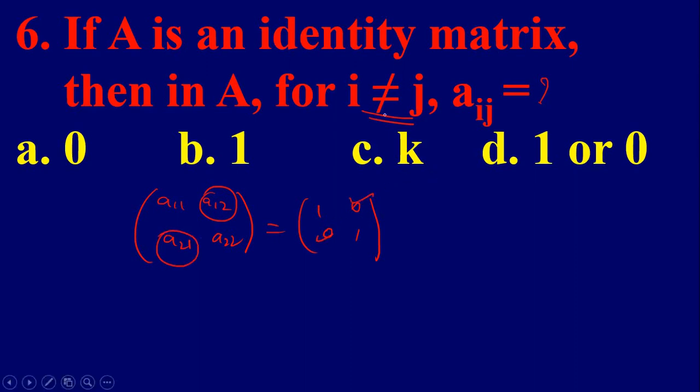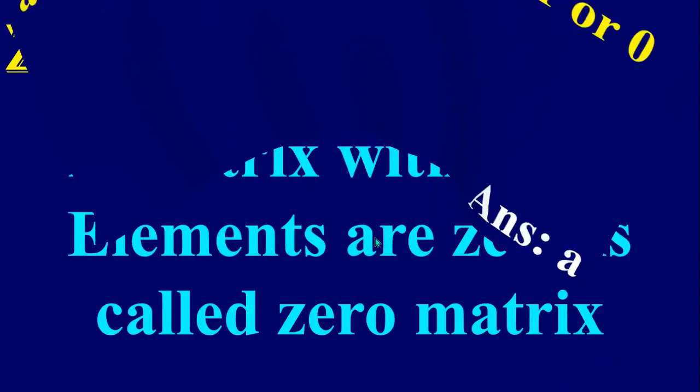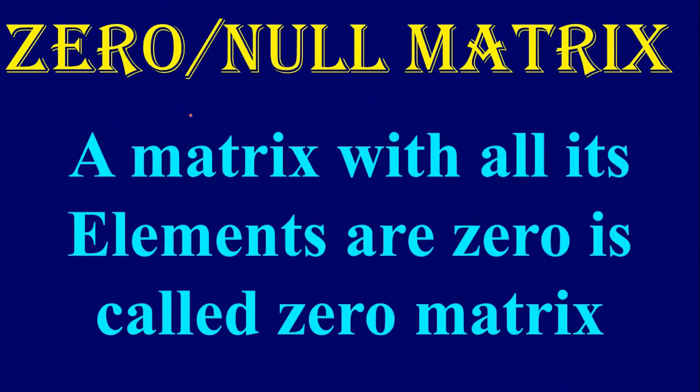So therefore here A12 and A21 should be 0. Therefore in an identity matrix, other than the diagonal elements, all should be zeros. So therefore the answer is A. So here A12, A21, that is, other than diagonal elements, should be zeros. So next we study the zero matrix or null matrix. A matrix with all its elements 0 is called a zero matrix.